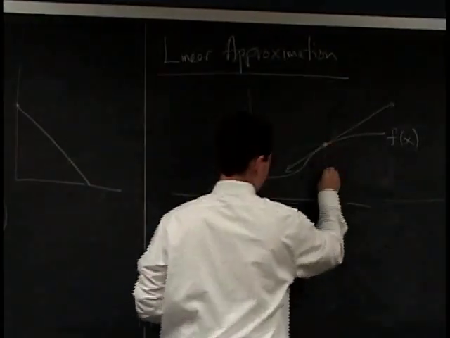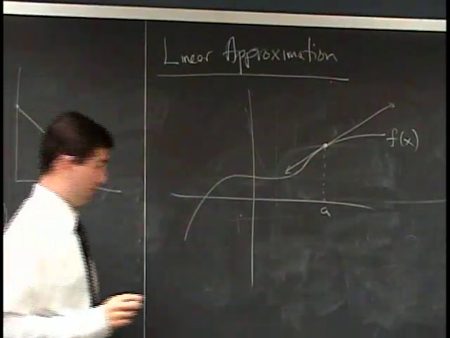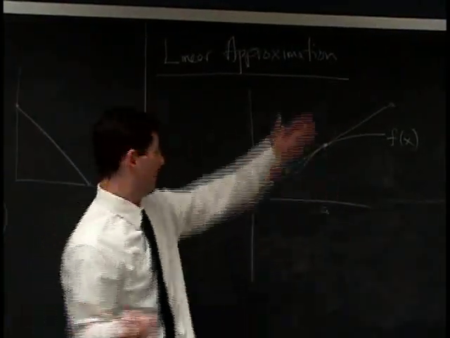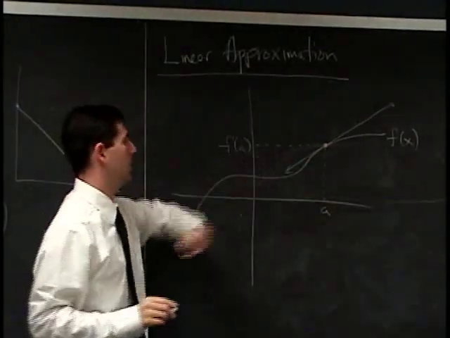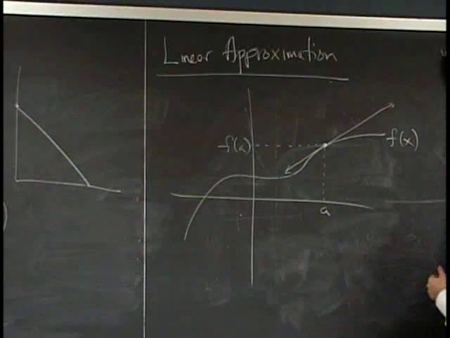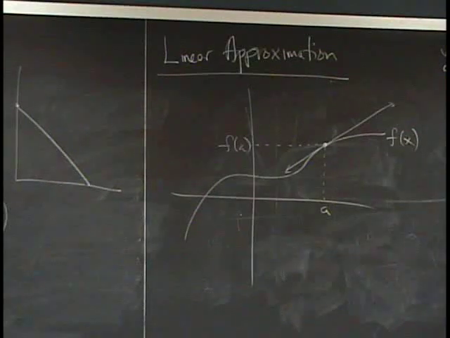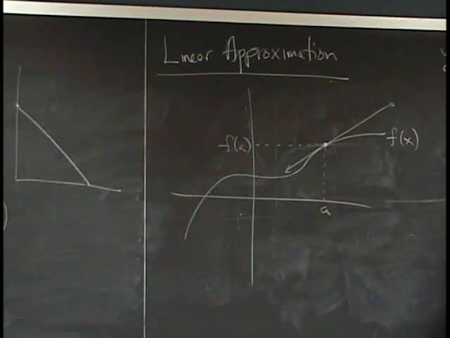Let's say this point is a. What's the slope of that line? F prime of a, because that's the derivative. The derivative tells you the slope of the tangent line. So at this point, f of a, we can write down the equation of this tangent line. We use point slope form: y minus f of a equals the slope, which is f prime of a, times x minus a. Or if we solve for y, then y equals f of a plus f prime of a times x minus a.